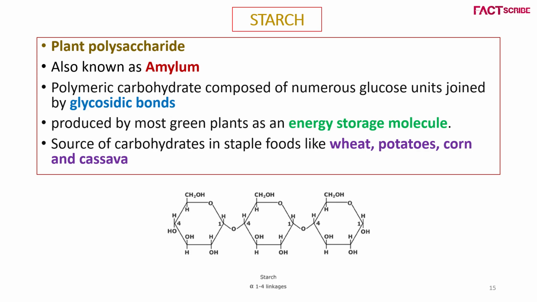Now let's discuss the homopolysaccharide called starch. It is a plant polysaccharide also known as amylum. This polycarbohydrate is composed of numerous glucose units joined together by glycosidic bonds. Starch is produced by most green plants as a source of energy, and it is stored as starch in plants. The major sources of starch in carbohydrate are namely wheat, potatoes, corn, cassava, etc.